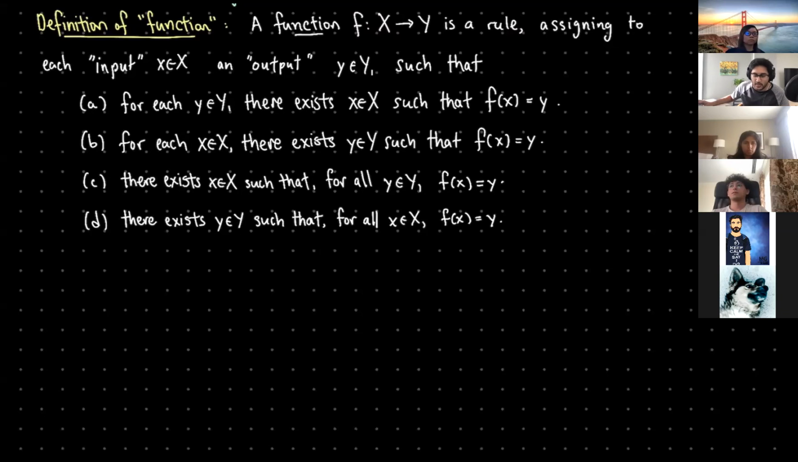A is for each y, there exists x such that f of x equals y. B is for each x, there exists a y such that f of x equals y. C is there exists x such that for all y, f of x equals y. D is there exists y such that for all x, f of x equals y. Which of the following is the definition? I'm looking for the definition of a function.